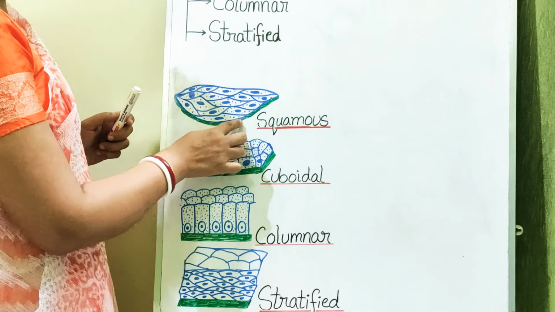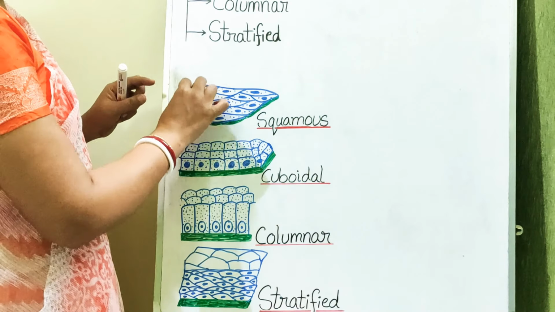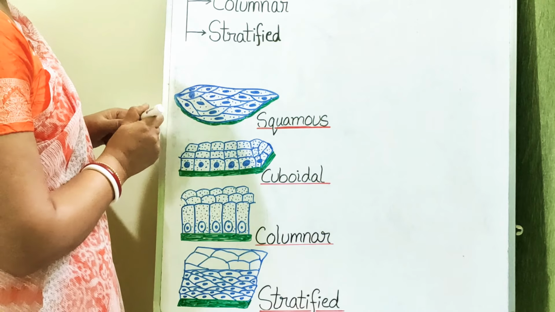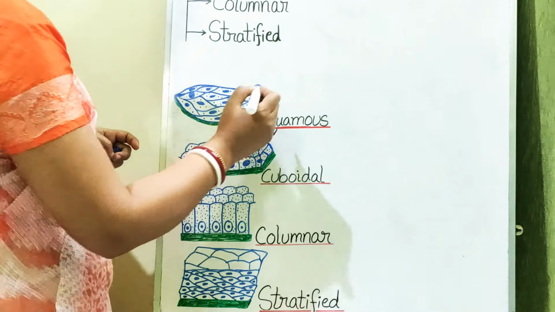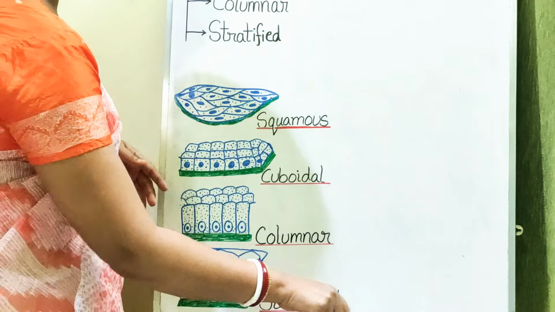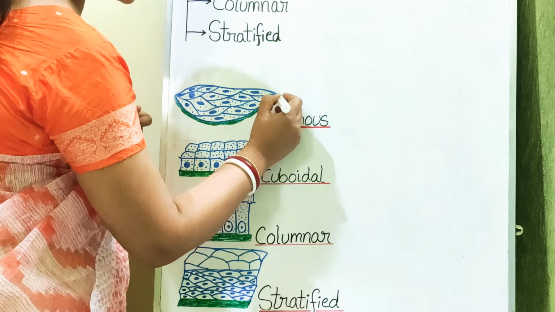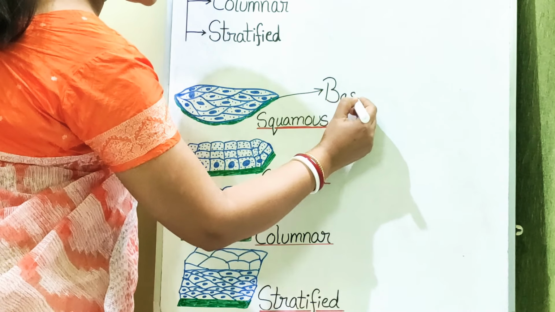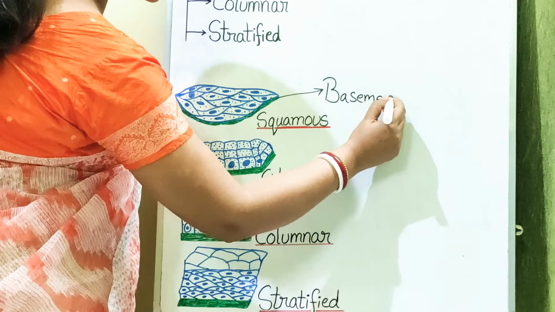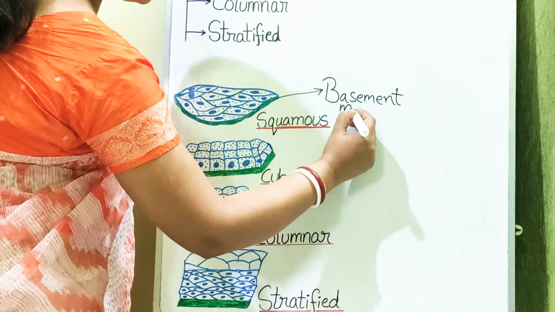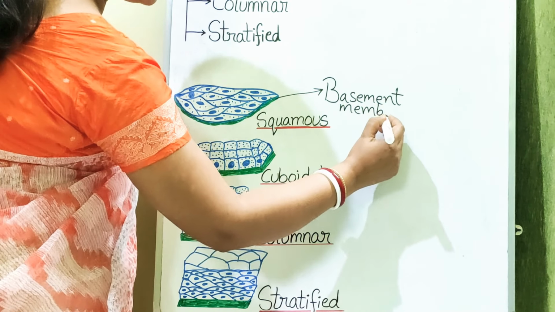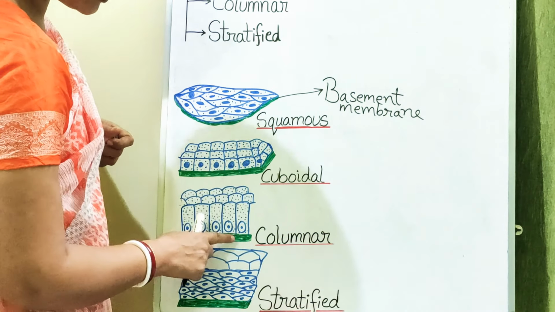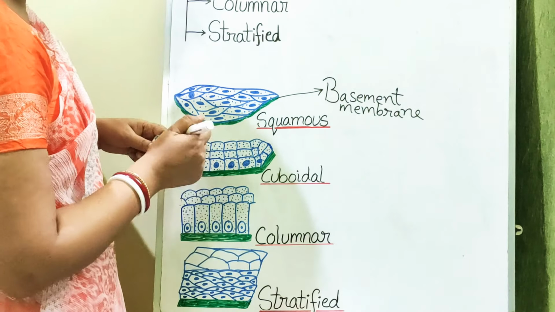And this membrane over which these cells are compactly arranged, this green color membrane, is called the basement membrane. Okay, let me write it: this is called the basement membrane. Like this, basement membrane is here also, here also, and here also.